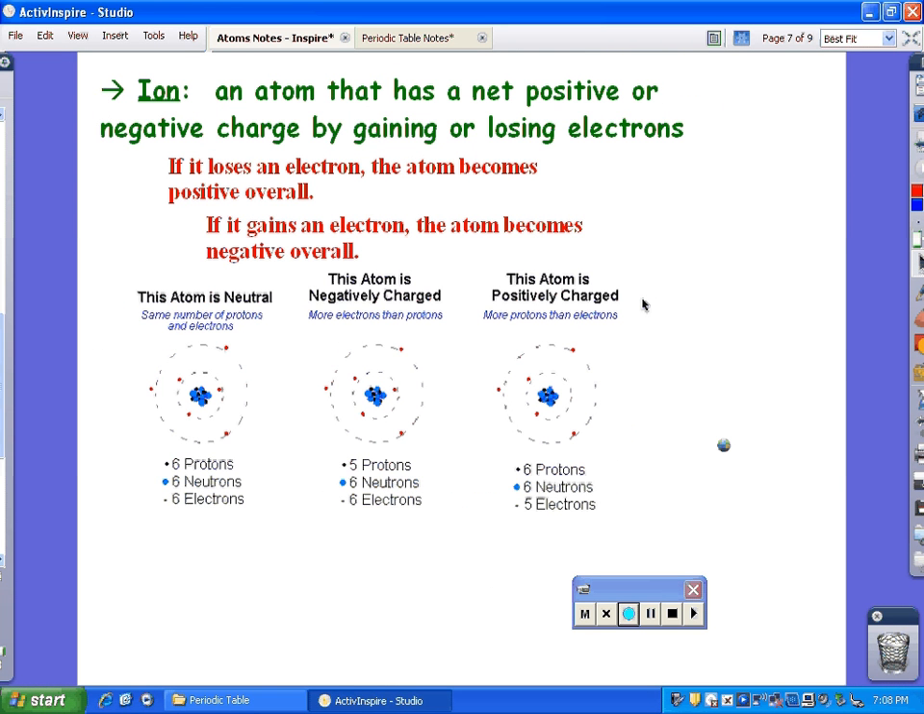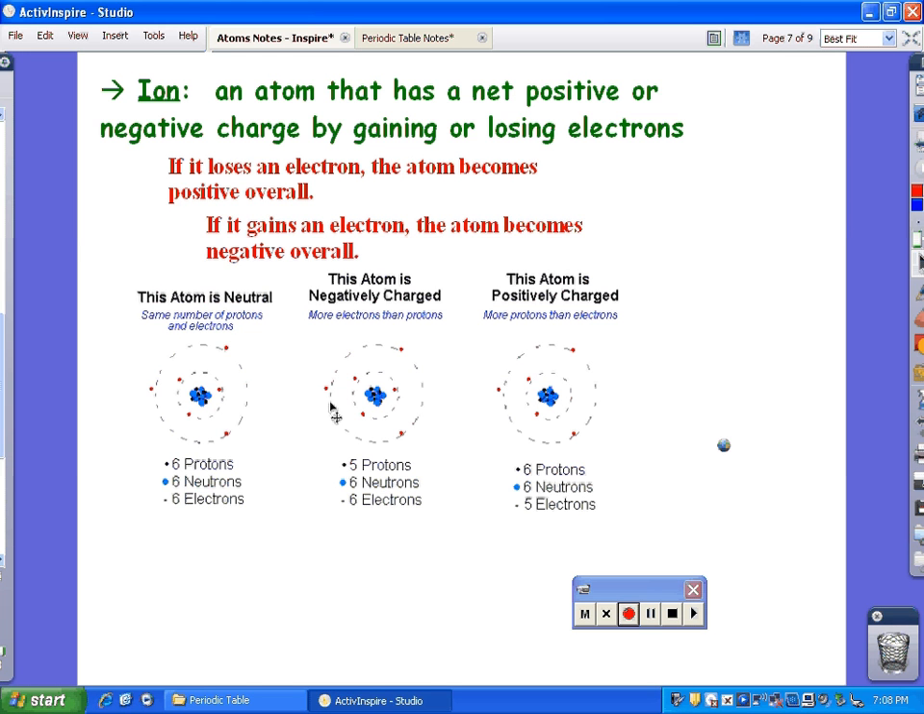Ions: an atom has what's called a net positive or negative charge by gaining or losing electrons. Remember, electrons are negatively charged, and when you lose an electron, the atom becomes overall positive because typically they're balanced, as you recall. And if you look at the example here, it says this atom is neutral. It has 6 protons, 6 neutrons, 6 electrons. Now you'll notice the neutrons don't change because they have no charge. Ions have everything to do with charge.